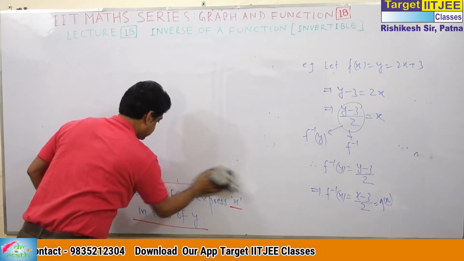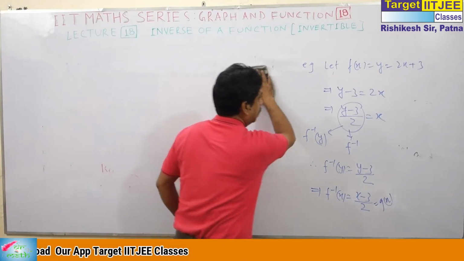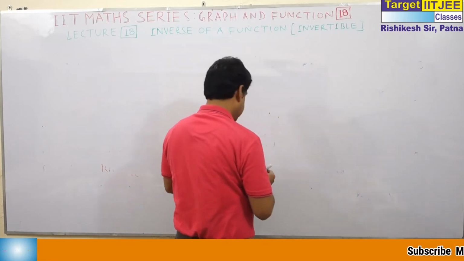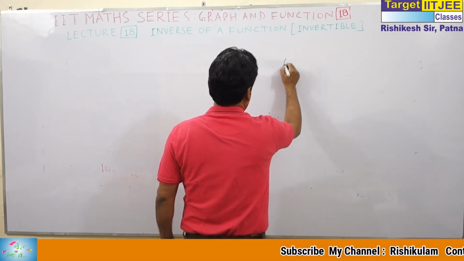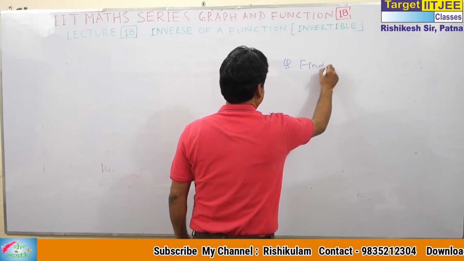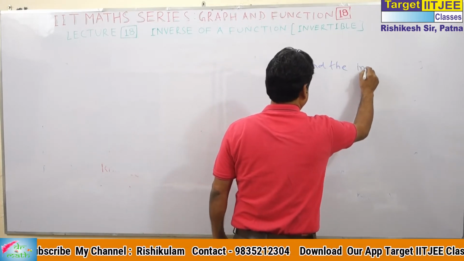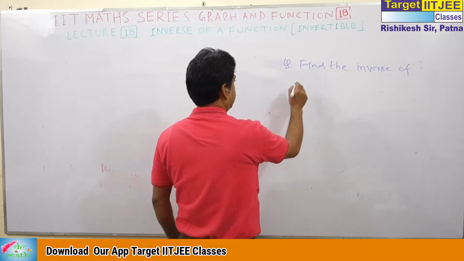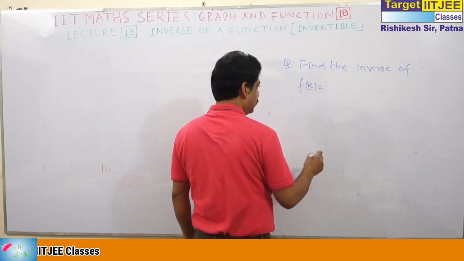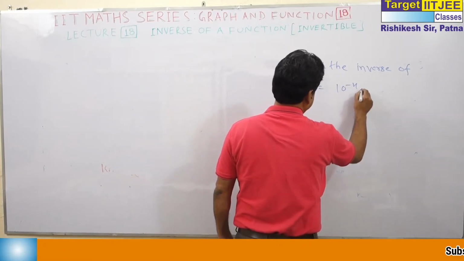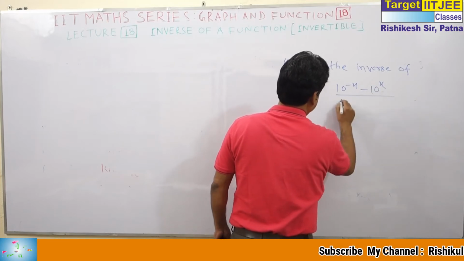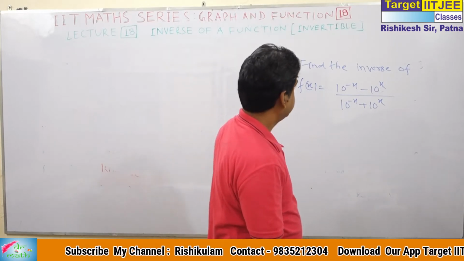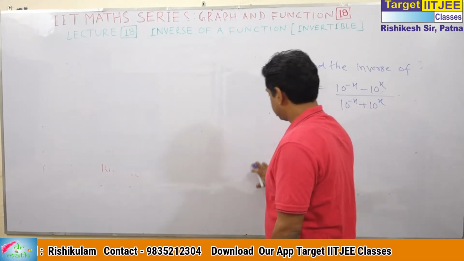The question is: find the inverse of f(x) equal to (10 to the power minus x minus 10 to the power x) upon (10 to the power minus x plus 10 to the power x). Find the inverse of this.